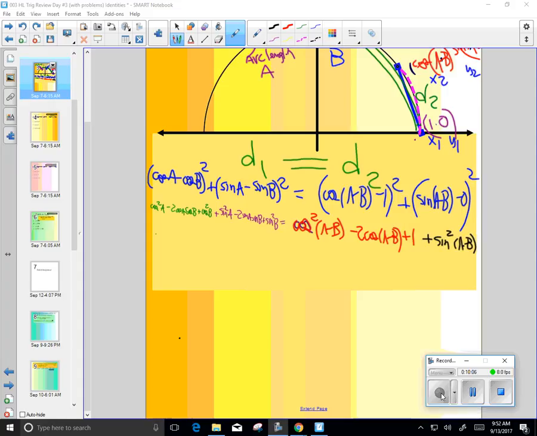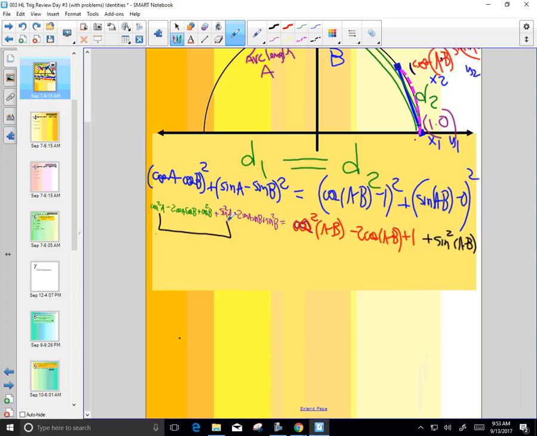Yeah. There's a bunch of cosine squared plus sine squared. What's cosine squared A plus sine squared A? 1. What is cosine squared B plus sine squared B? 1. What's cosine squared A minus B plus sine squared A minus B? 1.